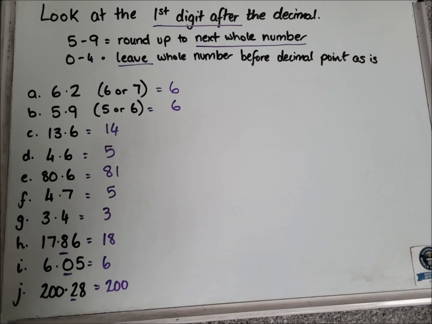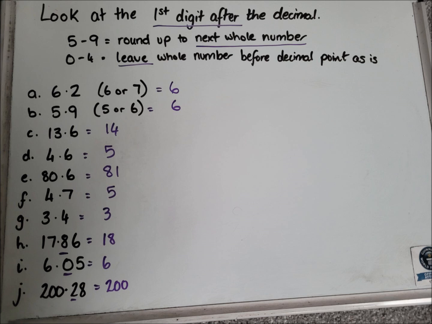Okie dokie, so for A, I gave you that answer, the answer is 6. For B, the 9 means that we round up to the next whole number. So 5.9 is closer to 6 than it is to 5, so the answer is 6 again. For C, the answer is 14. For D, the answer is 5. For E, the answer is 81. For F, the answer is 5. For G, the answer is 3. We round it just down, so we just take away that decimal number.